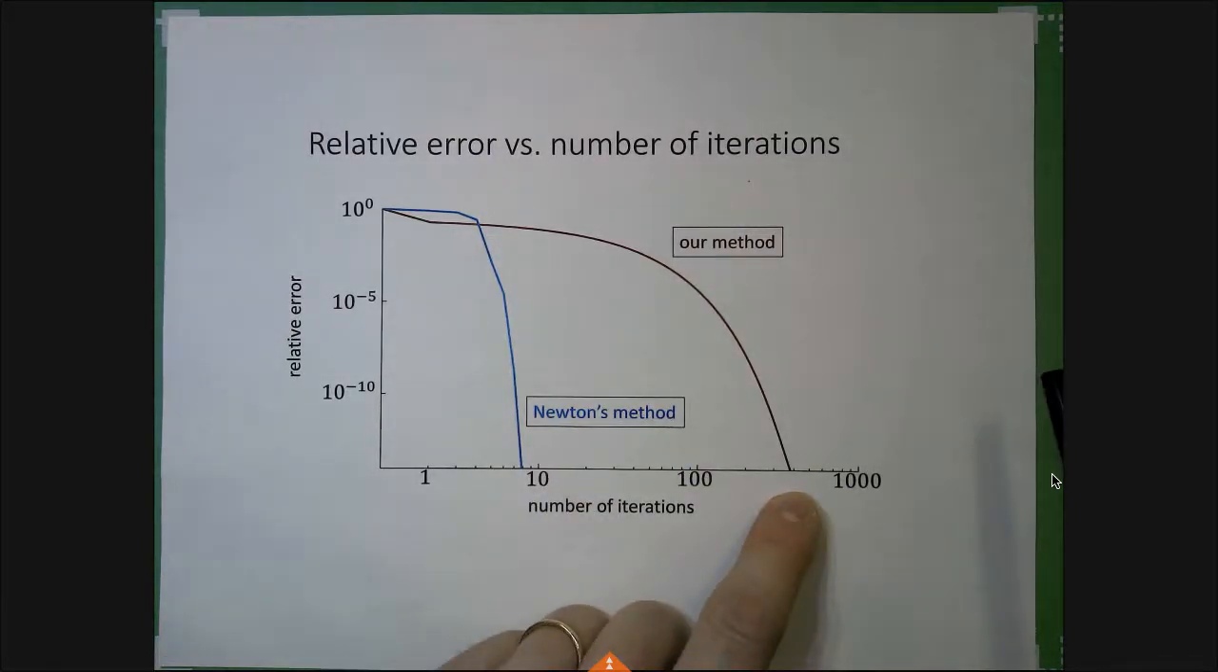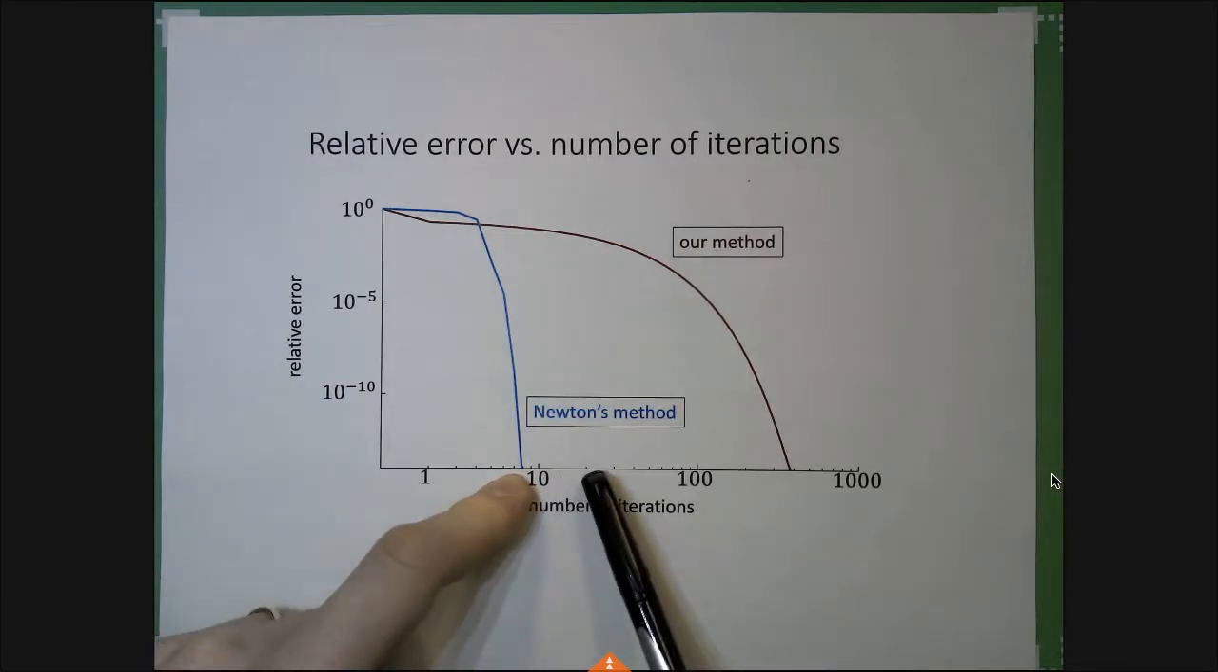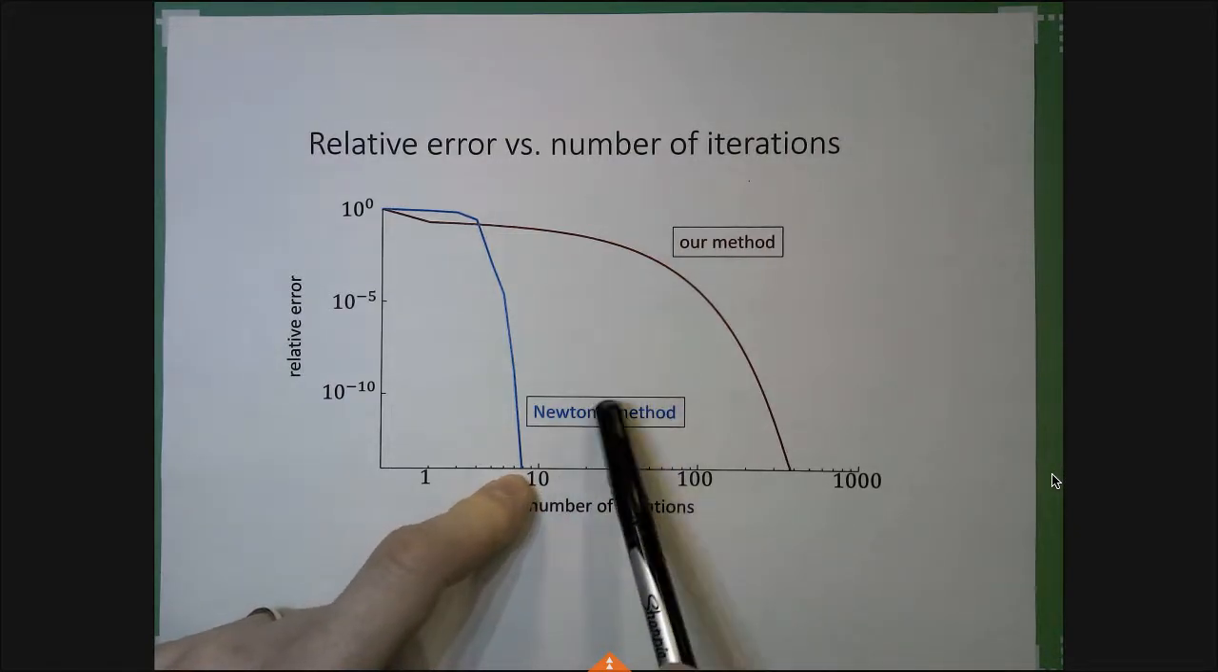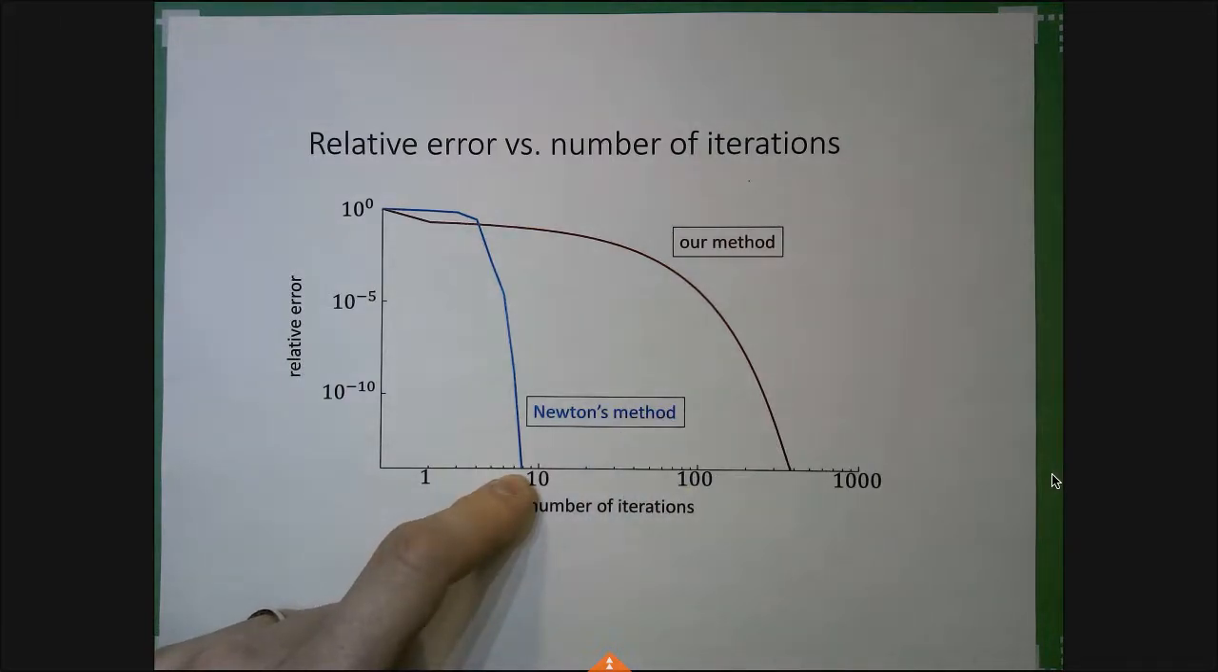Because here it needs, I don't know, like 300 almost iterations to get to the same accuracy as Newton gets in 8 iterations. But Newton is always solving a new linear system, right? It always needs to refactorize the Hessian if it's using direct solvers and so on.